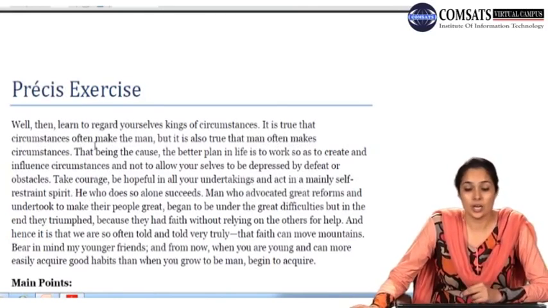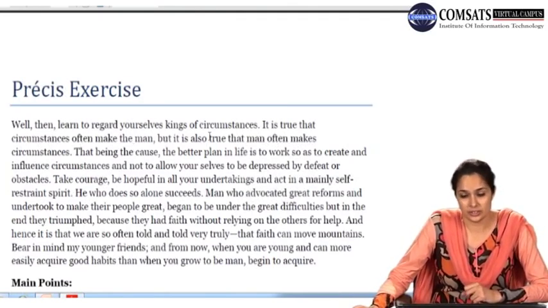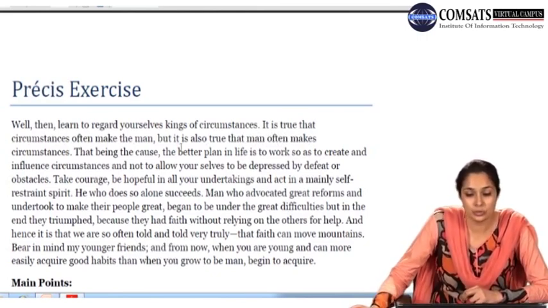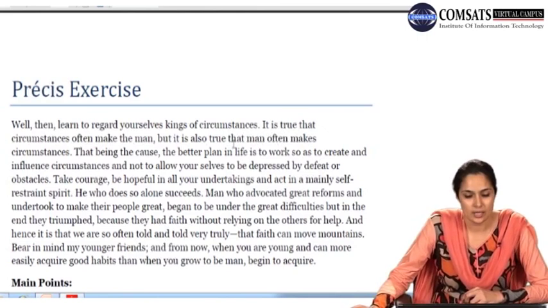Well then, learn to regard yourself kings of circumstances. It is true that circumstances often make the man, but it is also true that man often makes circumstances. That being the cause, the better plan in life is to work so as to create and influence circumstances, and not to allow yourselves to be depressed by defeat or obstacles. Take courage, be hopeful in all your undertakings, and act in a mainly self-restrained spirit. He who does so alone succeeds.